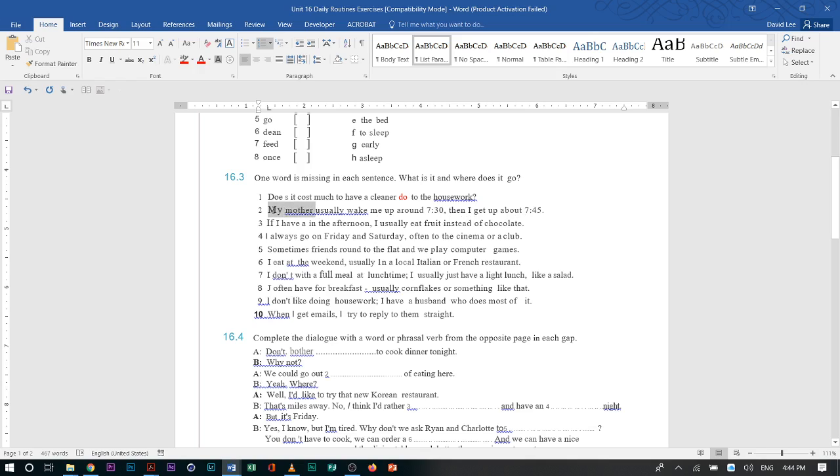Remember, this is one person, so for the verb, we have to add an S. Wakes. If you don't know it, if you look at this, see, it's highlighted in blue. That means it's a grammar mistake. For a grammar mistake, you right click and it tells you my mother usually wakes. See, it's easy.